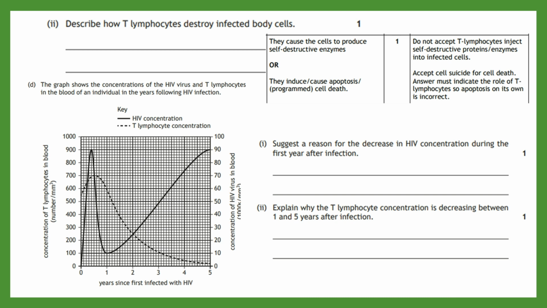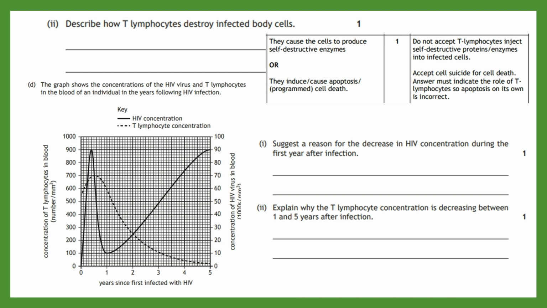It would accept cell suicide as another way of describing cell death, but the answer must include the role of the T lymphocytes. So just saying apoptosis alone wouldn't be sufficient, as it's the action of these T cells triggering or causing that programmed cell death.